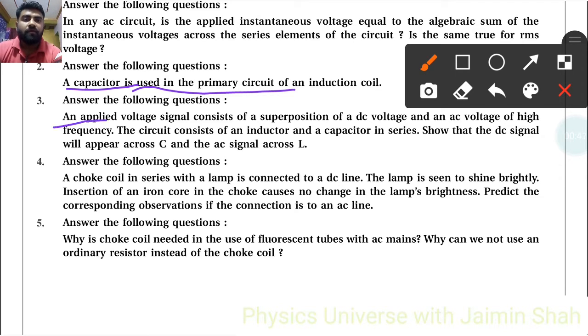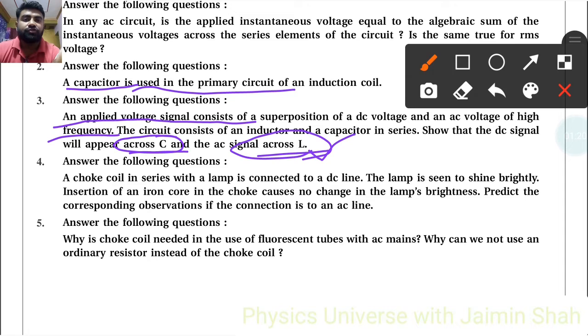The next: an applied voltage signal consists of a superposition of a DC voltage and an AC voltage of high frequency. The circuit consists of an inductor and capacitor in series, so that the DC signal will appear across C and the AC signal across L. So DC signal, why? Because we know that a capacitor stores energy. So the stored energy will give the DC signal, and L works on the effect of current because of half Li square. So that will give us the AC signal.